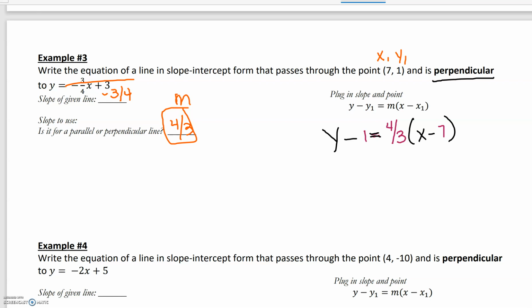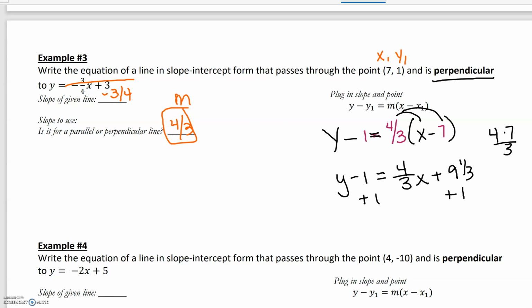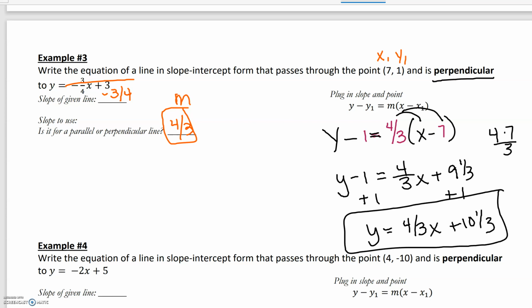which was 7. So then I'm going to distribute 4/3 x, and then I'm going to take 4 times 7 and then divide by 3. So 28 divided by 3. And that is 9 1/3. And then I'm going to add 1 to it. And so I've got 4/3 x plus 10 1/3. And there's my final answer.